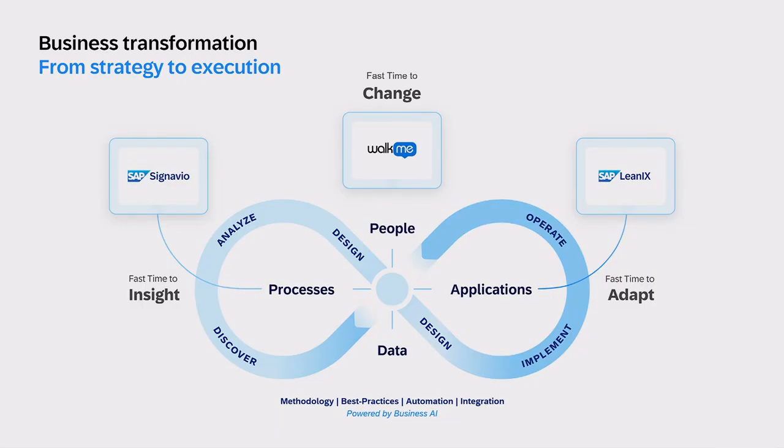And to help you in this, SAP in this new portfolio, we have these 3 new capabilities. Signavio is a new business process transformation capability to help you discover, analyze, and design your business processes and help you get faster time to insight, to understand how your processes are getting executed today and how you can improve your processes going forward. LeanIX on the right side is from an application architecture perspective.